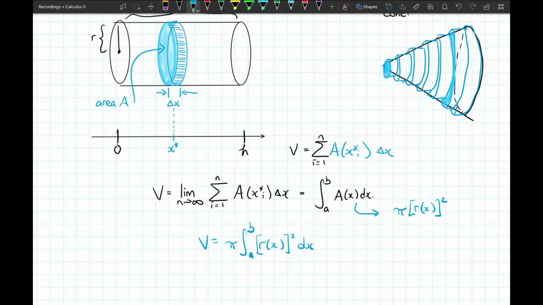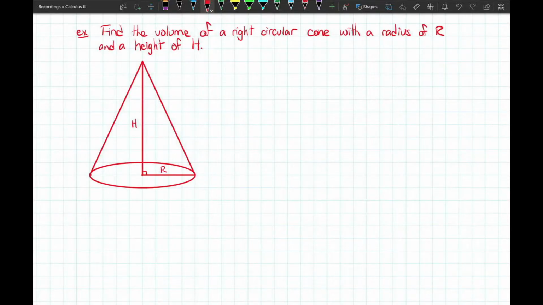You might remember the formula for the volume of a cone, but let's actually try to prove it ourselves. Let's see if we can find the general formula for the volume of a right circular cone with a radius of R and a height of H. I'm just using capital R and capital H here, just to hopefully not confuse us with what we are thinking about as the radius of every cross section.